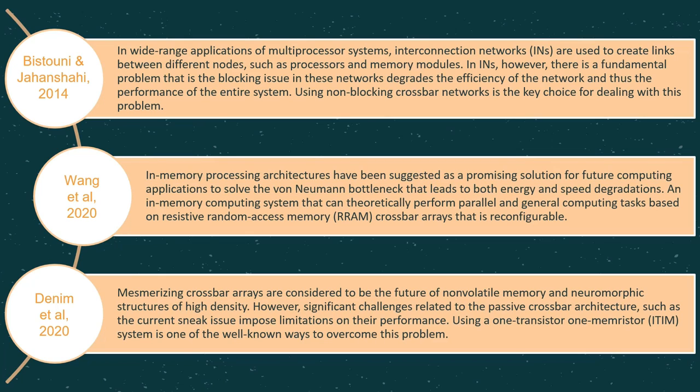One of the researches done by Dinim in the same year considers memristive crossbar arrays to be the future of non-volatile memories and neuromorphic structures of high density. However, significant challenges related to the passive crossbar architecture, such as the current sneak path issue, impose limitations on their performance. Using a one transistor one memristor system is one of the well-known ways to overcome these problems.